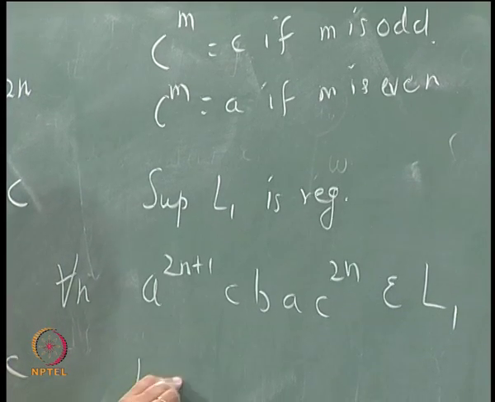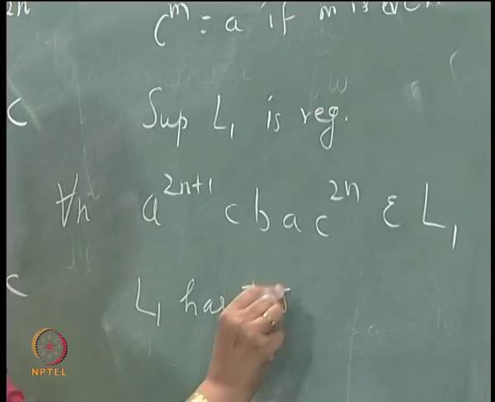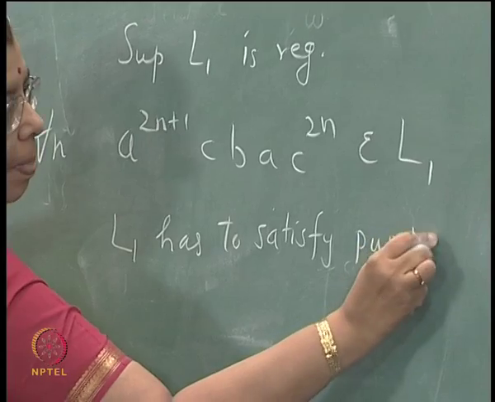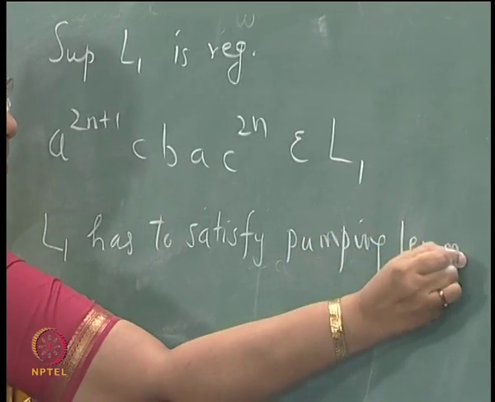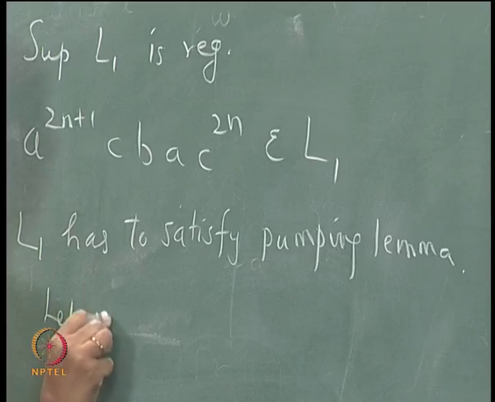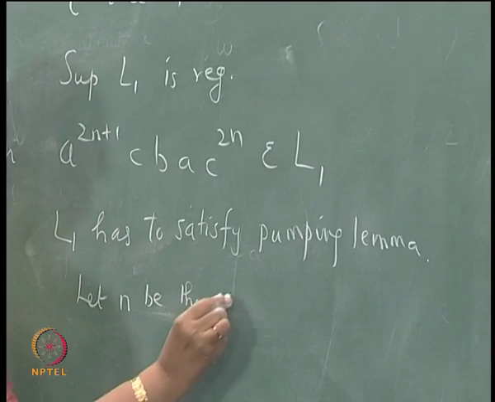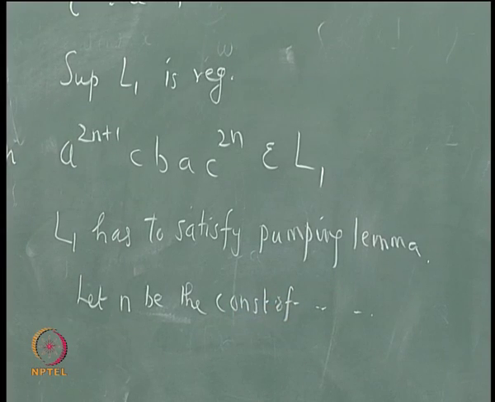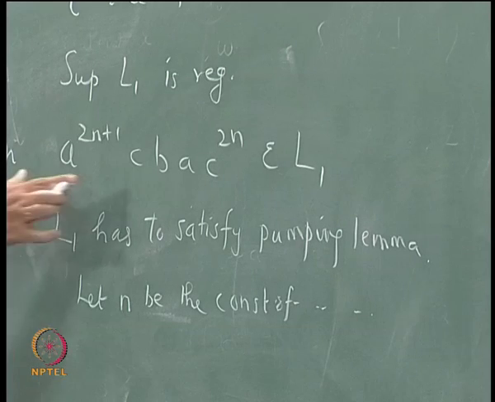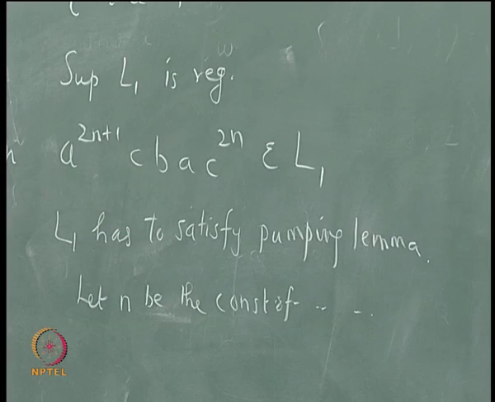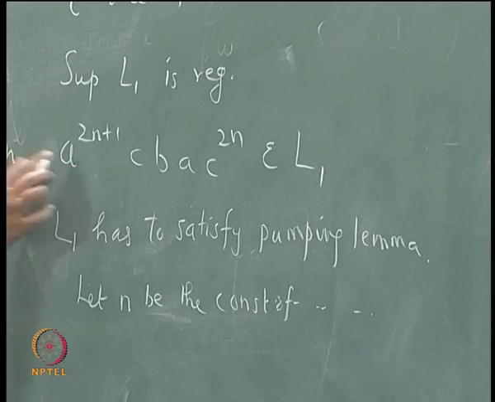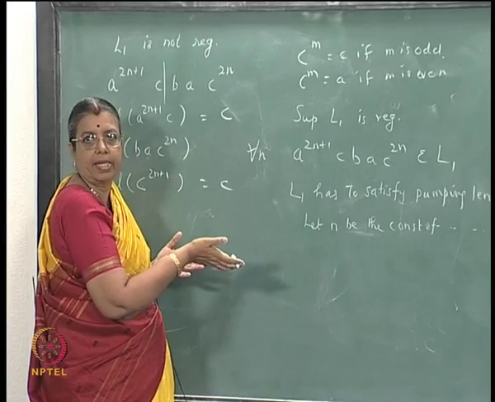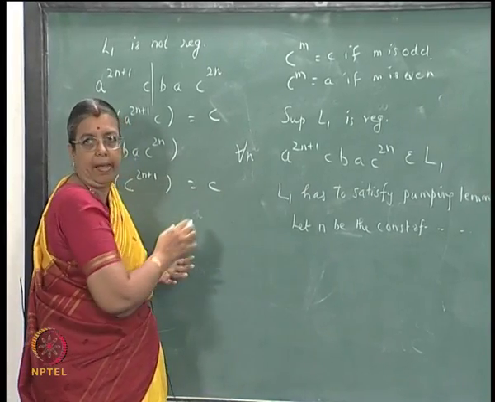Then L1 has to satisfy the pumping lemma, and let L be the constant of the pumping lemma. So, when you take this string, if you apply the pumping lemma, where will the pump occur? Pump occurs within the first prefix of length n, isn't it? So, pump will occur in A.